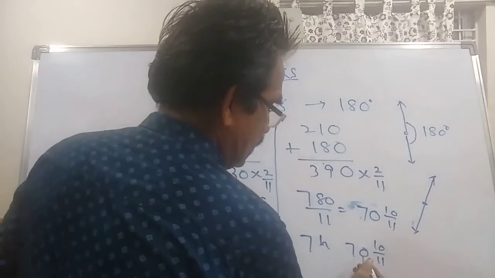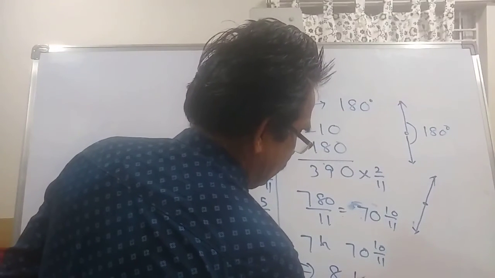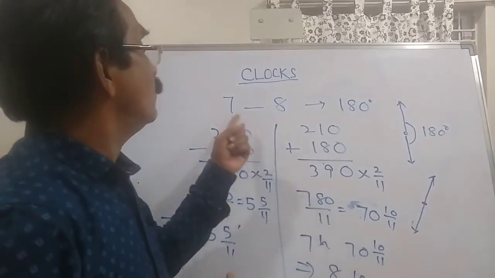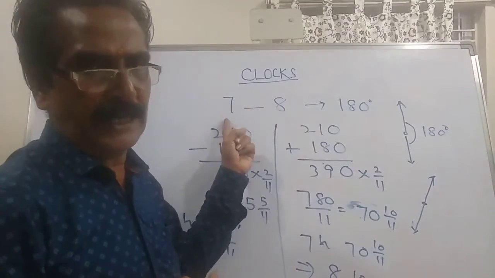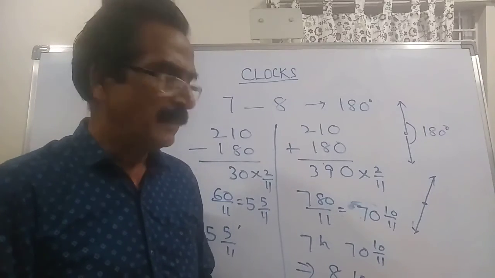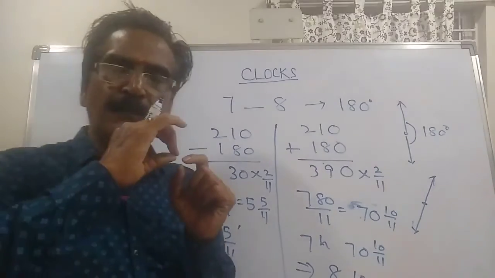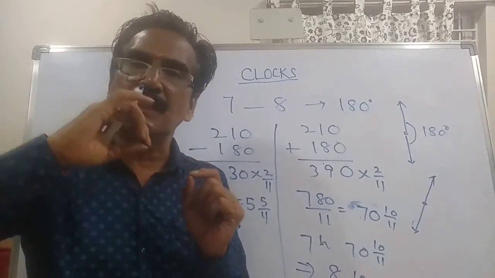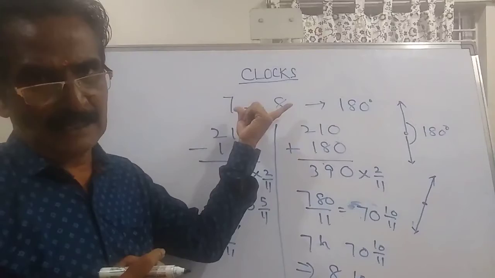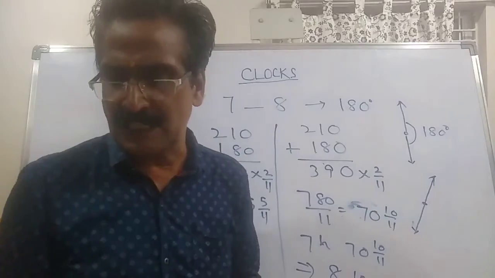But we don't want this. 770 means this is equal to 8:10 10 by 11. We don't want this timing because we want only between 7 and 8. So we need not consider this timing. Let us consider only the other timing. Hands will come to a straight line position only once in a 1 hour span. Between 7 and 8, hands come to a straight line position only once. That point we will discuss later.